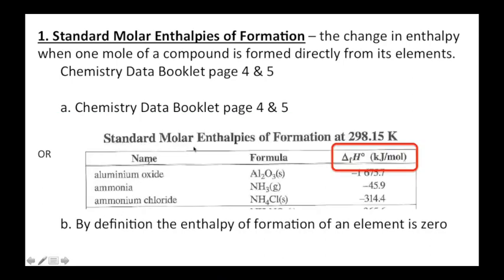It says standard molar enthalpies of formation. Then it gives us our kilojoules per mole, or delta FH. And we could have the M there for molar, but because they've said molar and have moles there, they're not writing it in there. Anyway, take a look at ammonia. Ammonia, NH3, negative 45.9. So what does that really mean?